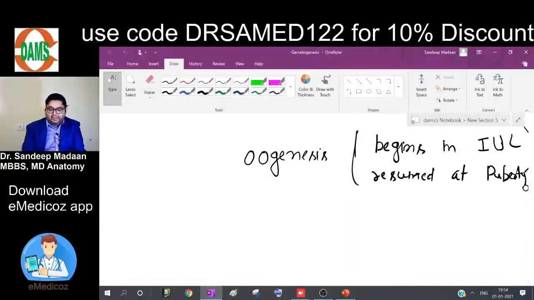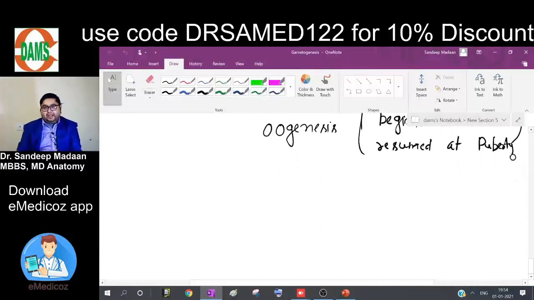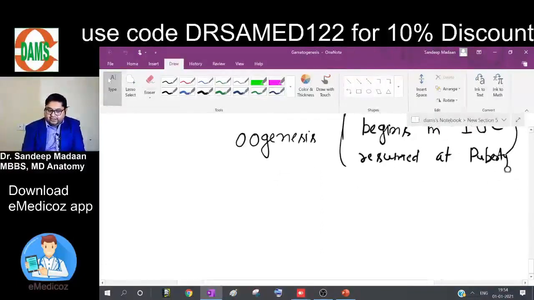In the case of male, they remain as spermatogonia. They don't begin, they simply rest. Now what happens in the case of female? To start with, again the similar cells are oogonia. They will undergo mitosis.